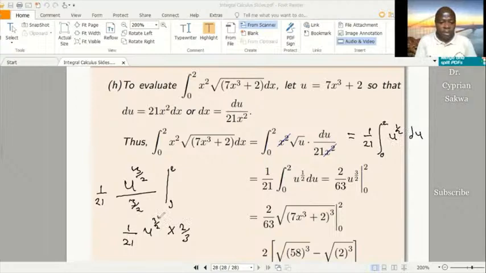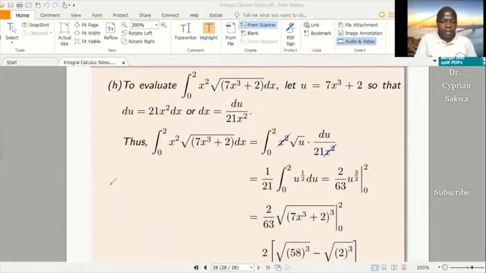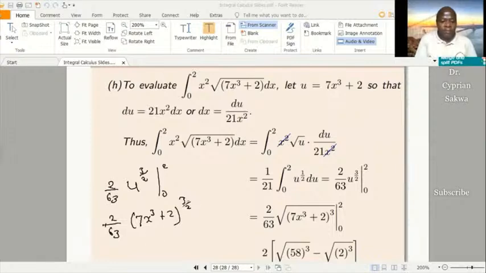Now I have to bring back the u. Our u was that. So let me just write that again. So what do we have? We had 2 over 63 times u raised to 3 over 2, and we are doing from 0 to 2. So I just brought back that, and I have 2 over 63, and instead of u, I have 7x cubed plus 2. Remember, it's raised to 3 over 2.